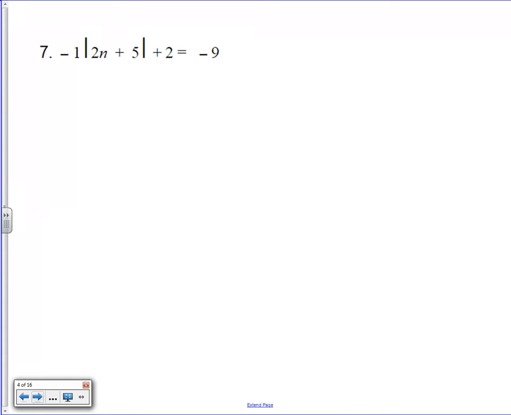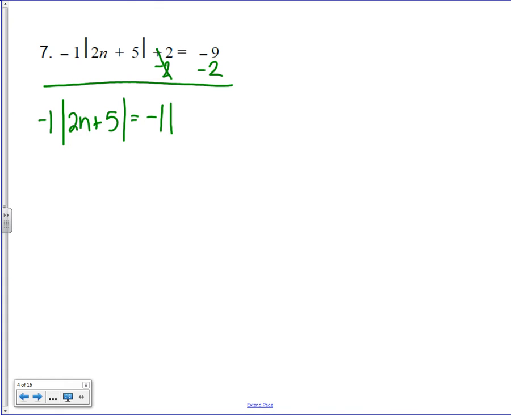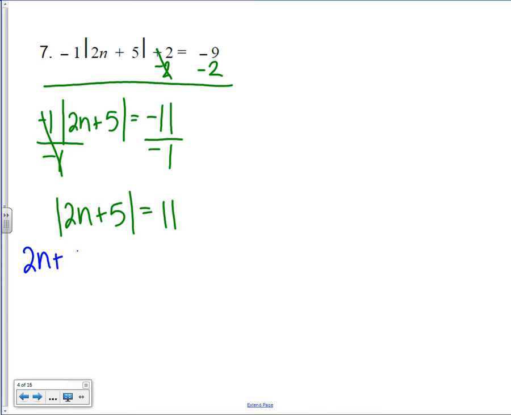Number 7, we've got another absolute value equation, but there's things around it that we need to get rid of. The first thing I need to get rid of is the 2. That's farthest away from the absolute value on the same side, so we'll subtract it once on each side. The next thing I need to get rid of is the negative 1. It's being multiplied times the absolute value, so we'll divide it. And now I'm ready to set up my 2 versions. The positive version and the negative version. Isolate the variable.